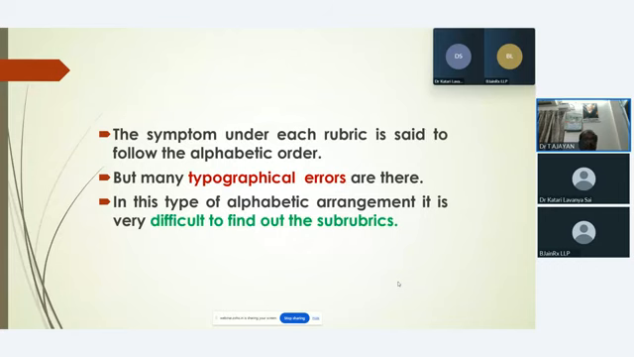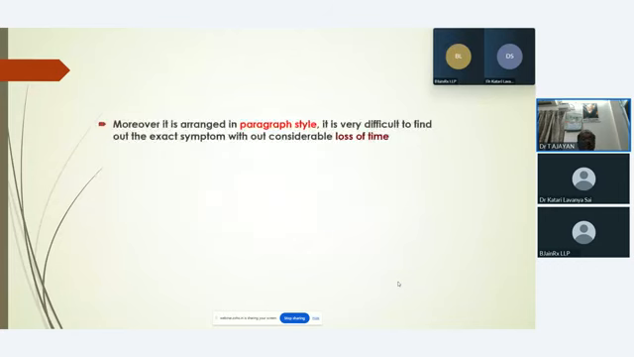For example, I would like to highlight this arrangement in paragraph style. This is the patient. Likewise, they start with the, is, like that. It is very difficult to find the exact symptom without considerable loss of time. Even if we read that whole paragraph, only then are we able to work out the right sub-rubric.